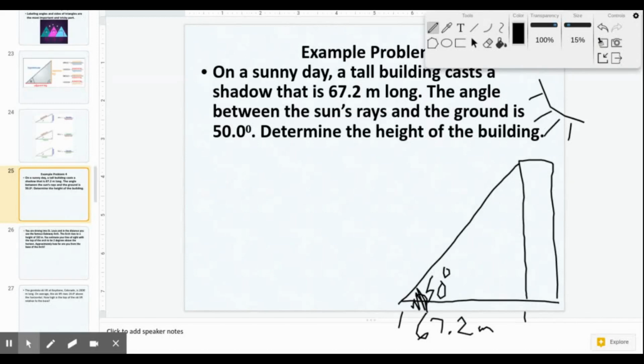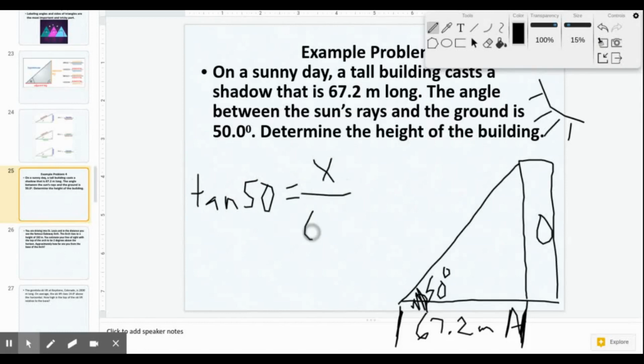So if we're looking at this side of our triangle compared to the 50 degrees, that's going to be adjacent. And we're looking for the opposite. So we're looking for opposite over adjacent, which is going to be tangent. So tangent of 50 equals opposite, which is what we're looking for, over 67.2 meters. And then we would solve.